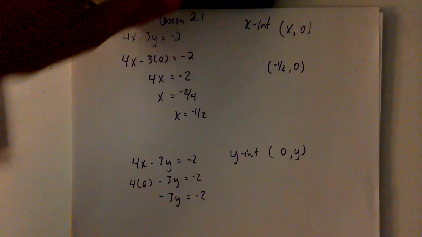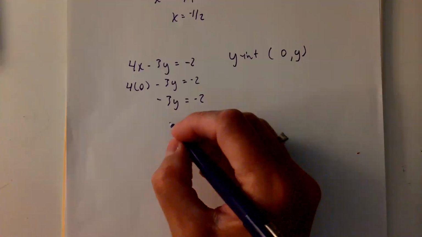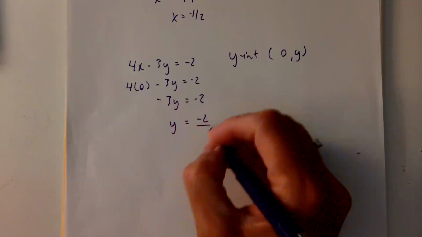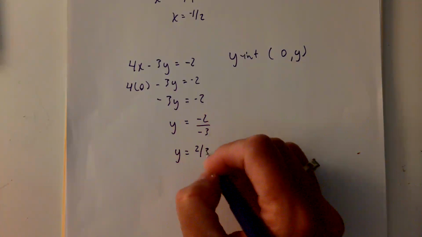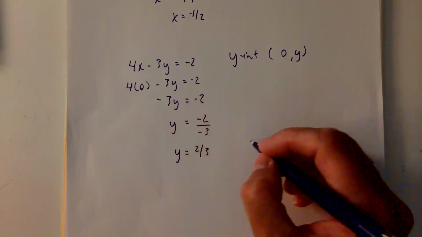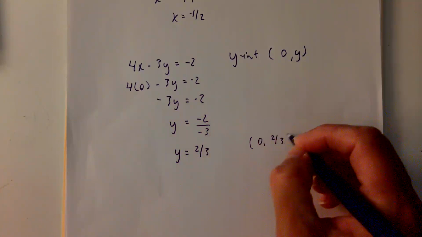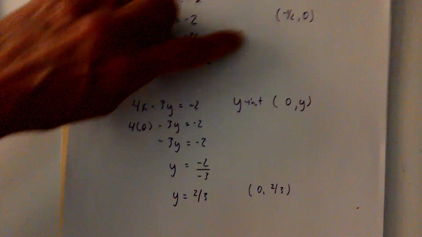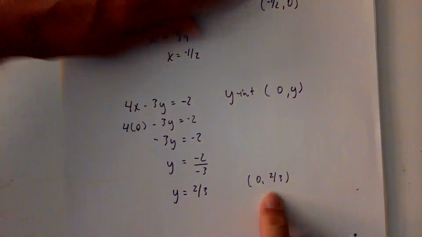And when I divide by -3, we're left with y equals +2/3. So my y-intercept is at 0, 2/3. So those are my x and my y-intercepts. X-intercept is -1/2, 0 and my y-intercept is 0, 2/3.